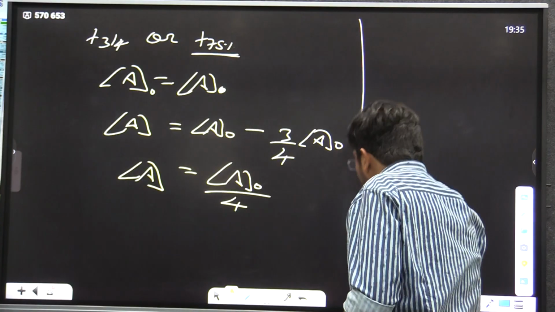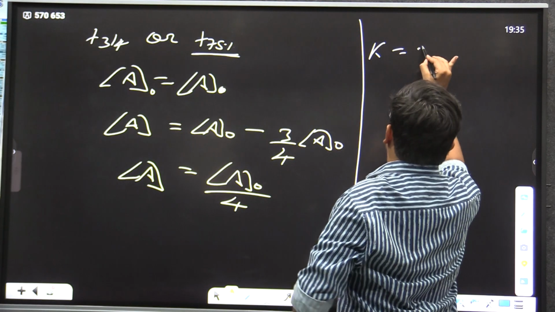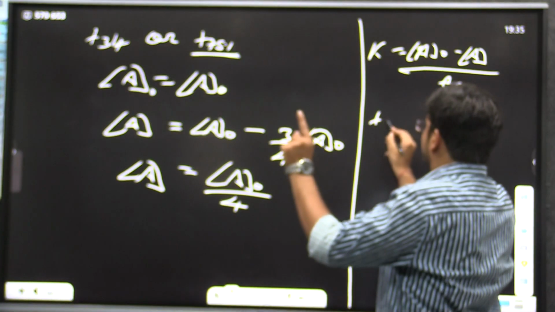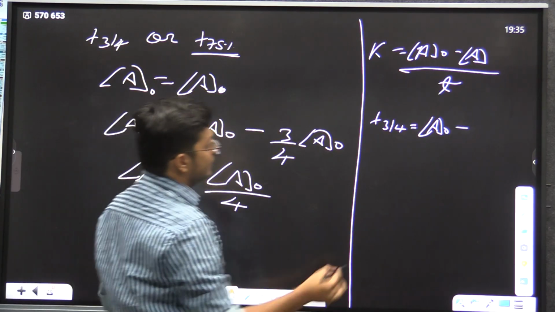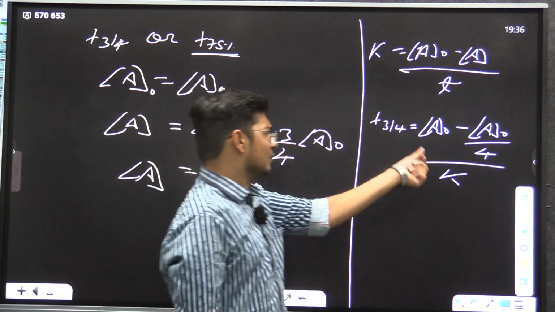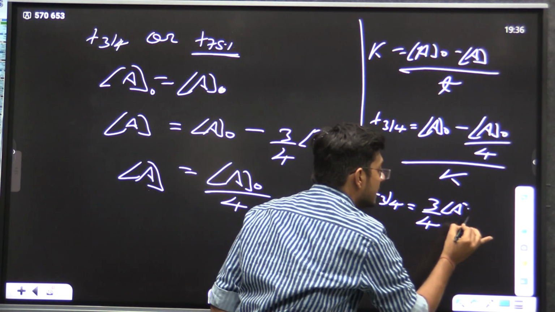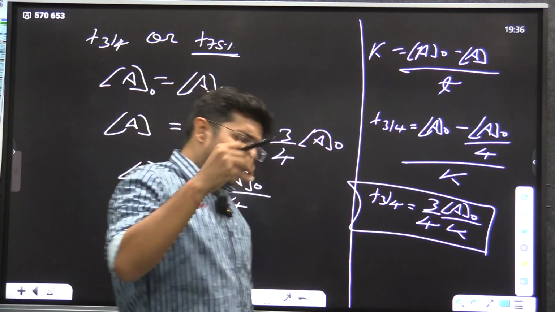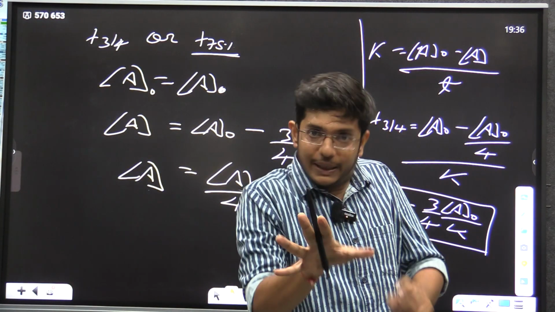Okay, now this can also be put in this value, that is K is A naught minus A by T. So if we put the value T 3/4, this will give you A naught minus A, put the A over here, this will give you A naught by 4 upon K. And on solving, 3/4 is 4 minus 3, that is again 3/4 A naught over K. So we can also calculate the T 3/4. Even you can calculate x by y, but the most important, x should be less than y.